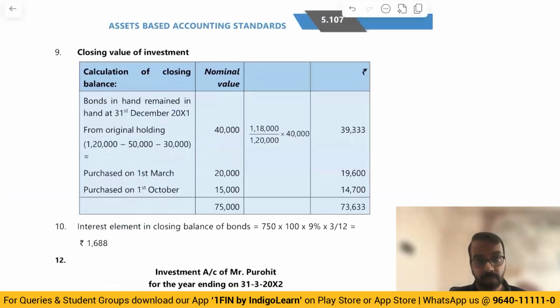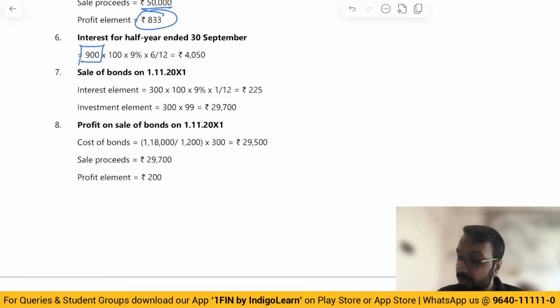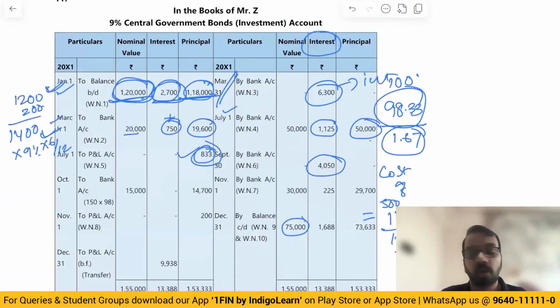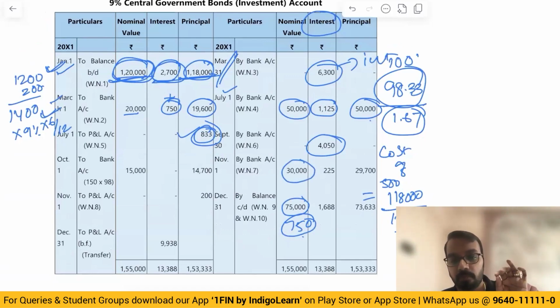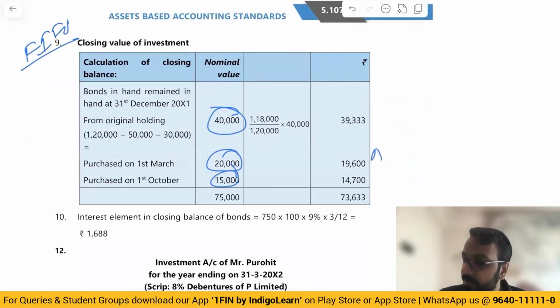Then the closing balance of investment that you have to calculate, be slightly careful because this is FIFO. You are not doing weighted average. The question has specifically told FIFO, so you have to do FIFO. Now, what is the closing balance of investment? If you calculate as per the ledger, you get 75,000 as the nominal value, or 750 as the count. Out of that, you have to see 1200 minus 500 minus 300. How much is left? 400 is left. So you will take 400 from the opening balance, as it is as per the actual cost. So it will be the closing balance.